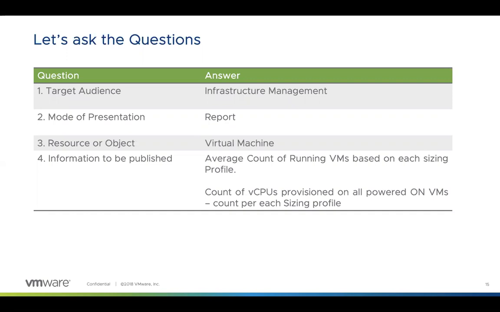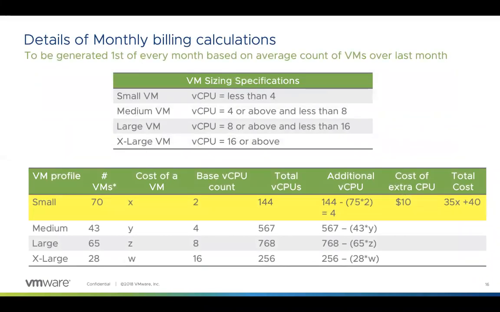First thing was they want the average count of running VMs based on each sizing profile. And how were these calculations being done? That is where the whole process of how we get that custom content was working. So, in the details of monthly billing, for the small VM, they were just using vCPUs to size their VMs. A small VM is one that has fewer than 4 CPUs. Any VM with 1, 2, or 3 vCPUs is considered a small VM.